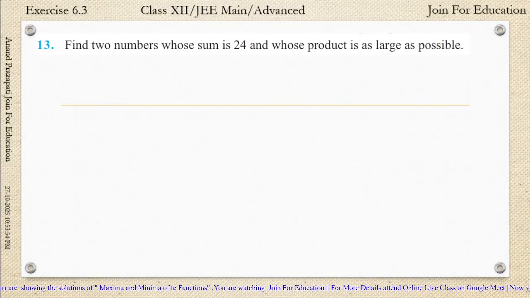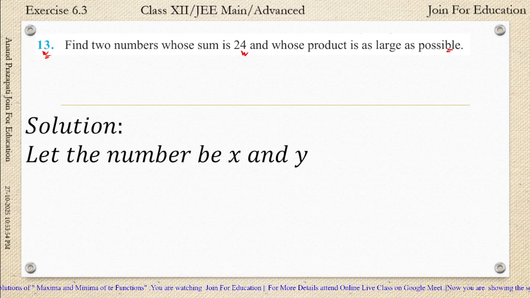Let's see question number 13. Question number 13 asks us to find two numbers whose sum is 24 and whose product is as large as possible. Let's see the solution. Let the numbers be x and y. Therefore x plus y will be 24.